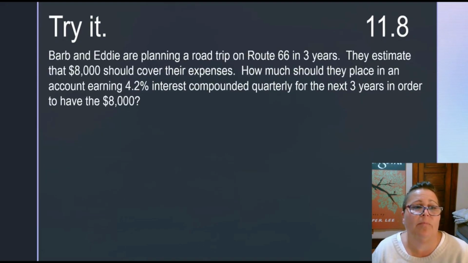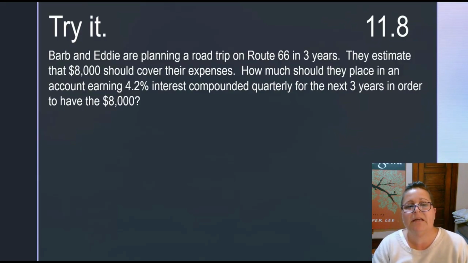Here we have a problem where Barb and Eddie are planning a road trip on Route 66 in the next 3 years. This is actually something people I know have done for their 66th birthday. They got a bunch of people together and traveled Route 66. It's super cute. All right. They estimate that $8,000 should cover their expenses. That's the rental, the hotels, the whole thing. How much should they place in an account earning 4.2% interest, compounding quarterly for the next 3 years in order to have that $8,000? So we're going to do the same sort of process here.